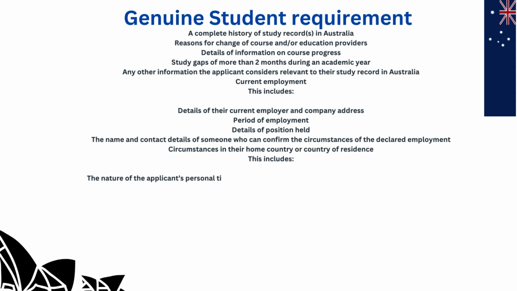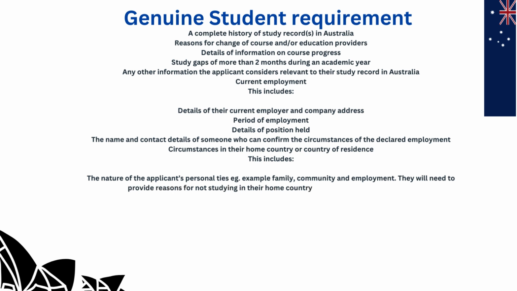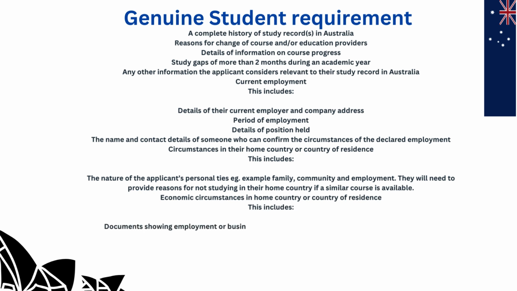This includes the nature of the applicant's personal ties, for example family, community, and employment. They will need to provide reasons for not studying in their home country if a similar course is available. Economy, see circumstances in home country or country of residence.